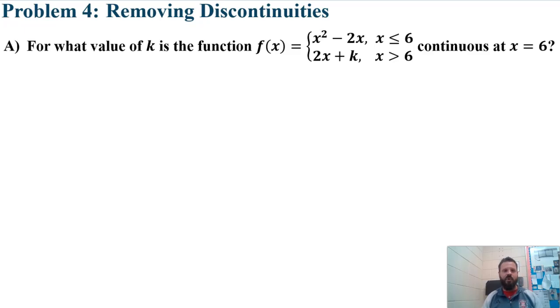Next thing we're doing in problem 4 is look at removing discontinuities or eliminating them from the way we define functions. Part A says, for what value of k is the function f of x, this piecewise function where f of x is x squared minus 2x when x is less than or equal to 6, and 2x plus k when x is greater than or equal to 6, continuous at 6. Okay, so in other words, what value of k will make these two rules match up? Okay, we'll eliminate a jump discontinuity.